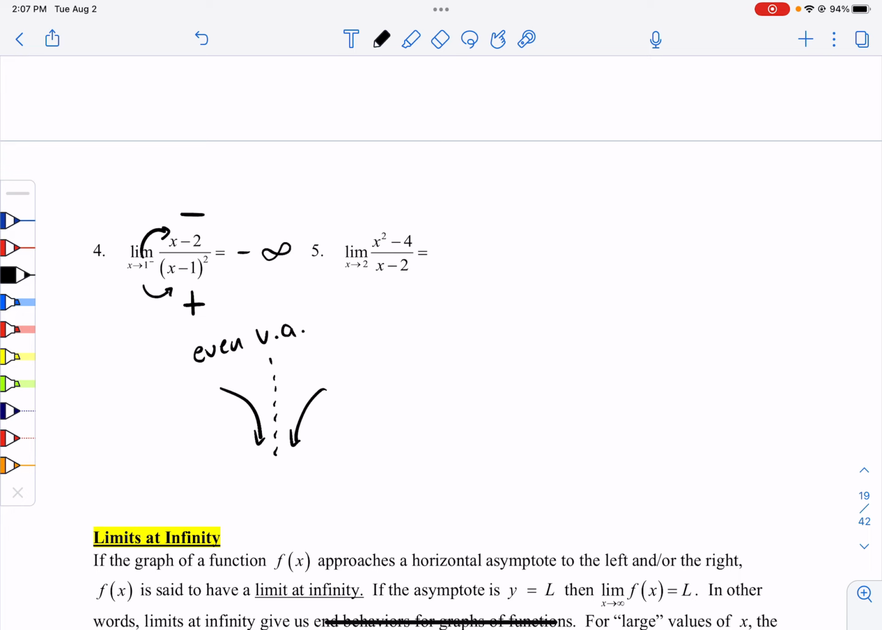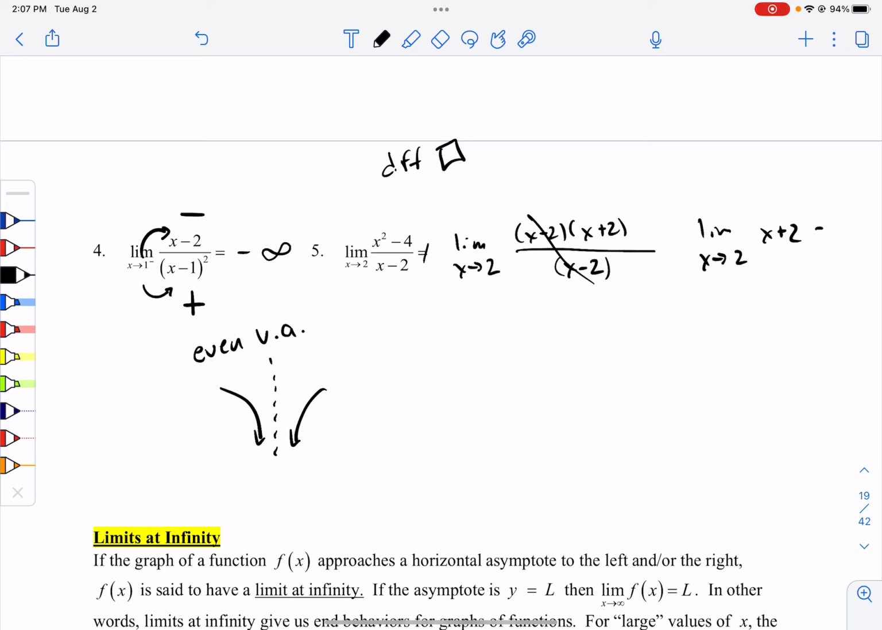All right, number 5, x squared minus 4 over x minus 2. I can't plug 2 in directly. I get a 0 on the bottom. But this one looks like I can maybe reduce something on the top, because that's my fancy difference of squares formula. So let's rewrite this. The limit as x approaches 2 of x minus 2 on top, x plus 2 on the bottom, over x minus 2. Now those are going to cancel, and I'm left with the limit as x goes to 2 of x plus 2, which is just 4.